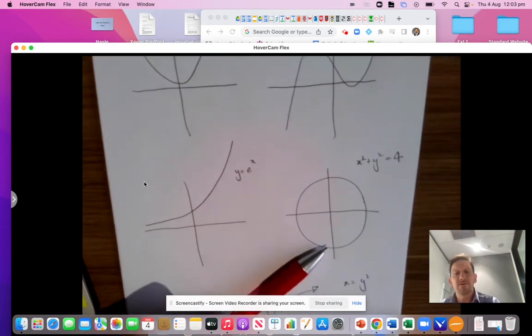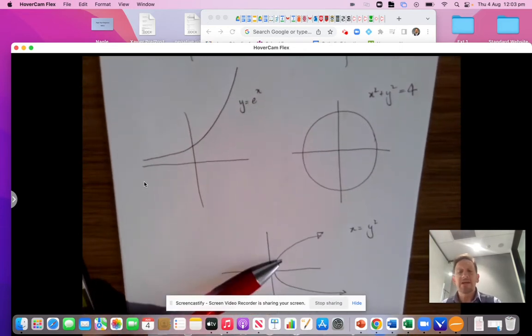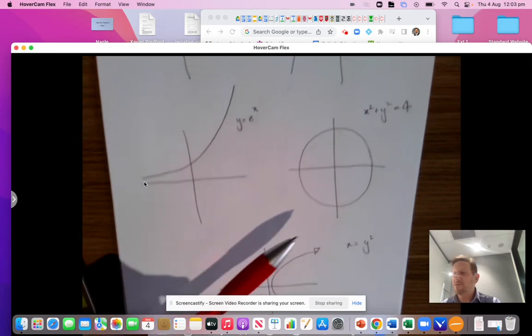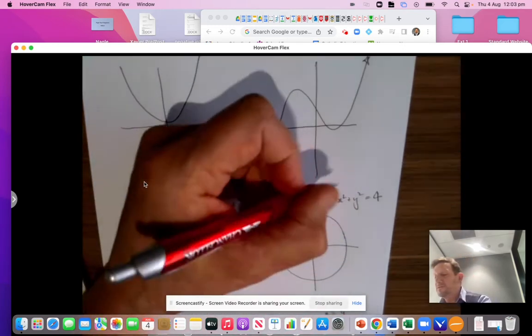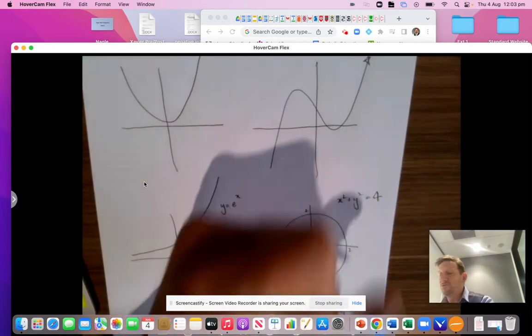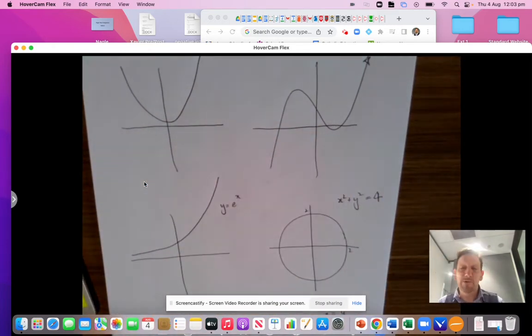This is not a function. This x equals y squared, not a function. This is a circle. X squared plus y squared equals 4. So this would be like a 2 and 2. It's something that's really important and we study it a bit, but it is not a function.